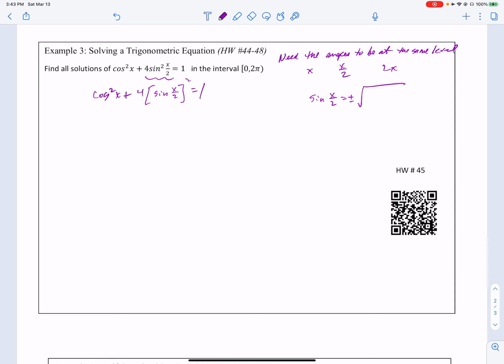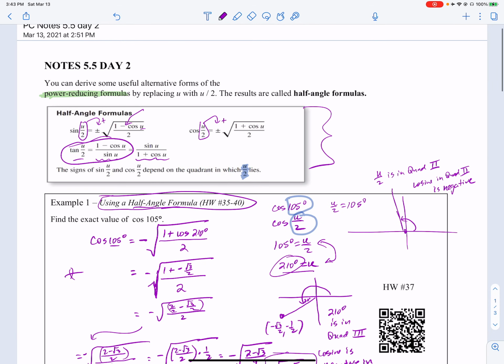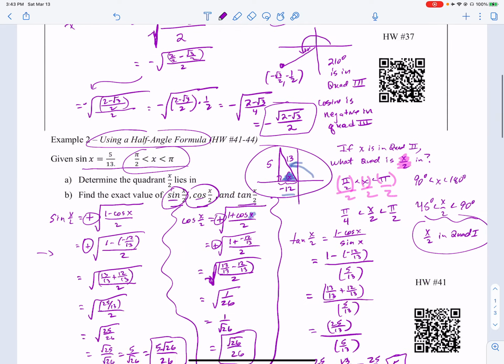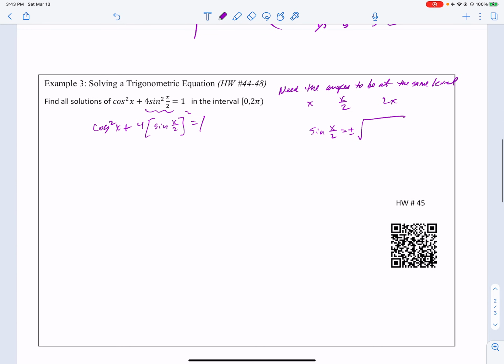And for sine, it's that 1 minus cosine x over 2. There it is. It's 1 minus cosine x over 2 with a plus or minus on the outside. And since we're using x, we'll use x here. And that's the formula for the half angle.